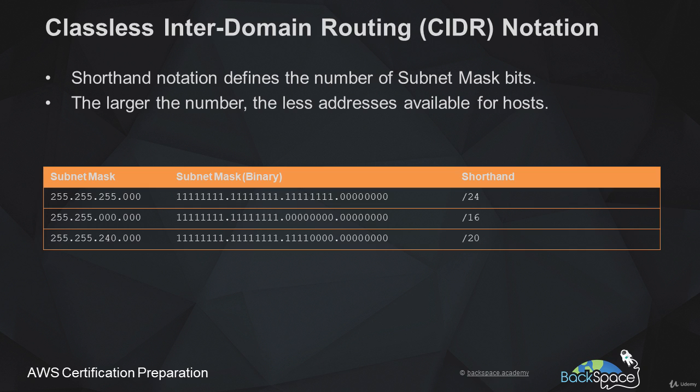Then we have 255.255.0.0, and that will be a /16. And then we have something a little bit more tricky, which is 255.255.240.0, and that has 20 ones leading it. So that will be a /20 in CIDR notation.